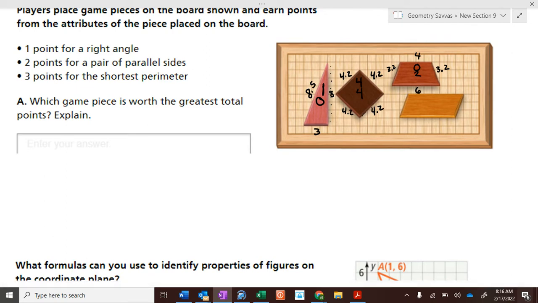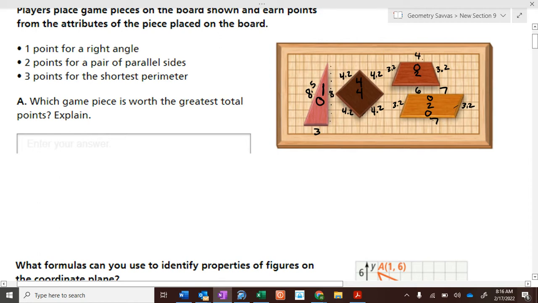Parallelogram. Has 1, 2, 3, 4, 5, 6, 7 on the bottom. 7 on the top. The sides are 1 by 3. You go over a 1 and up 3, so it is 3.2, just like the trapezoid is. Okay, so 0 right angles in this, 1 set of parallel sides, and its perimeter is like 20.4. Is it going to win the perimeter battle being the shortest one? No, so that's not going to score.